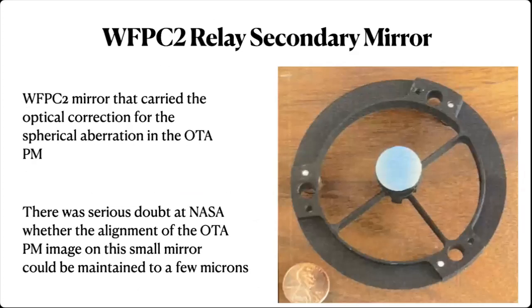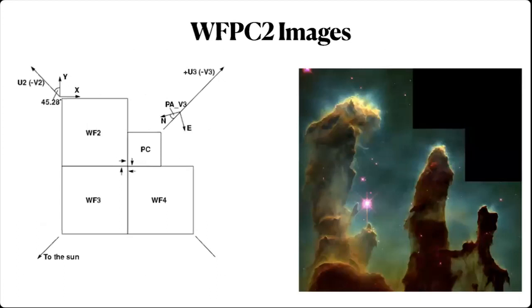And here's that mirror that carries the correction. Remember, the primary mirror is 2.4 meters across, and it gets imaged on this mirror, which is not much bigger than a penny. And that's where the correction went. NASA had some serious doubts that they could keep the image of the primary mirror registered properly to a few microns on this mirror, but eventually they were convinced. The project moved forward, everything was done.